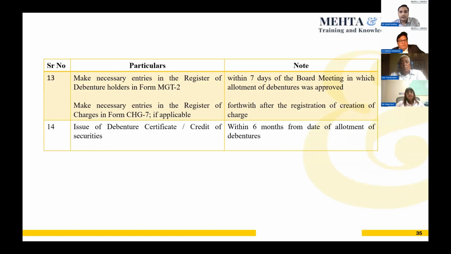So lastly, post allotment, the necessary entries have to be made in the register of debenture holders in the prescribed form, that is form MGT-2, within 7 days of the board meeting where the allotment has been approved, and also to make the necessary entries in the register of charge in CHG-7 if applicable. And issue of debenture certificates or credit of shares, as the case may be. The due date as per the Act is within 6 months, but generally it is done on an immediate basis.